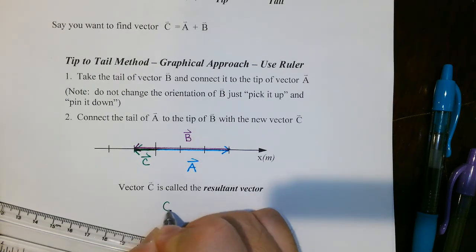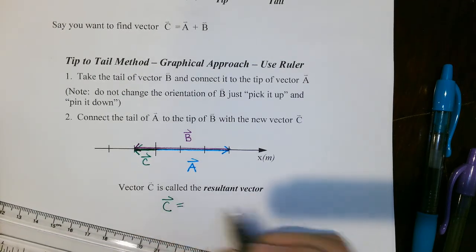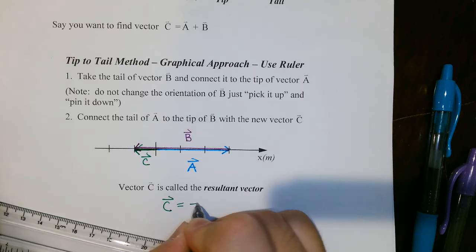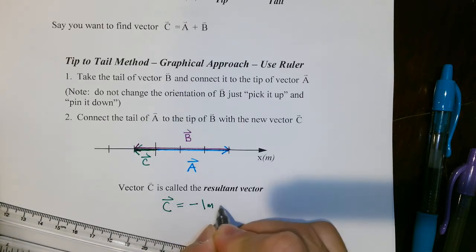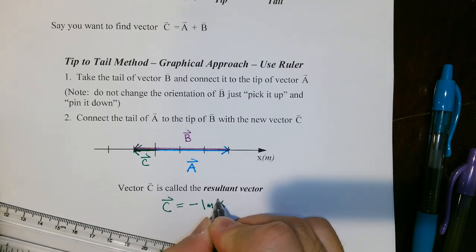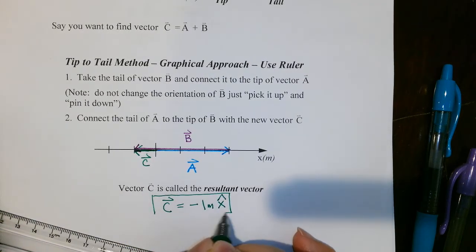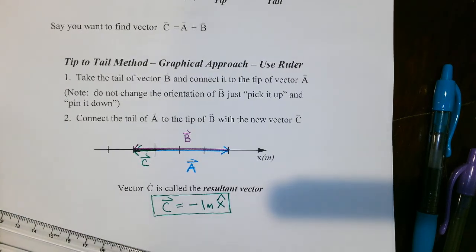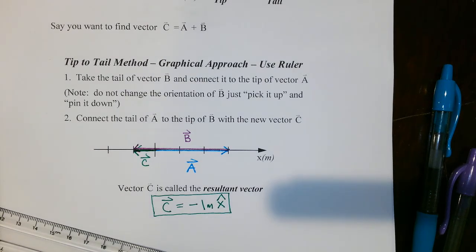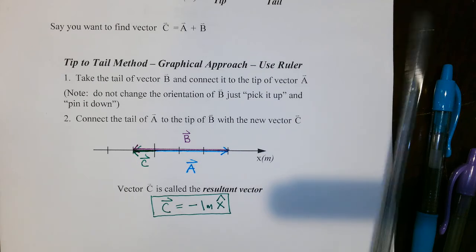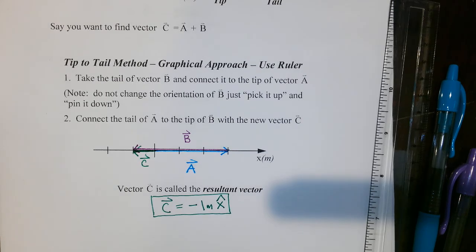So here, my vector C, which is the resultant, happens to be negative 1 meter x hat. That is my resultant vector C. Are we okay with that? All right.